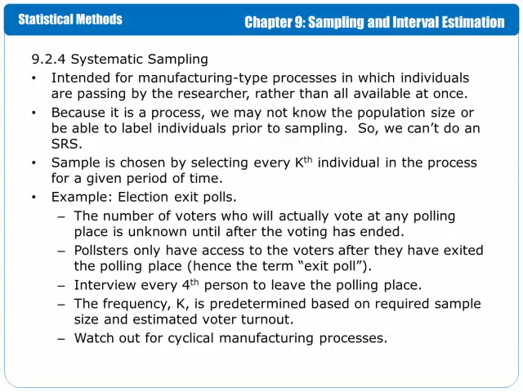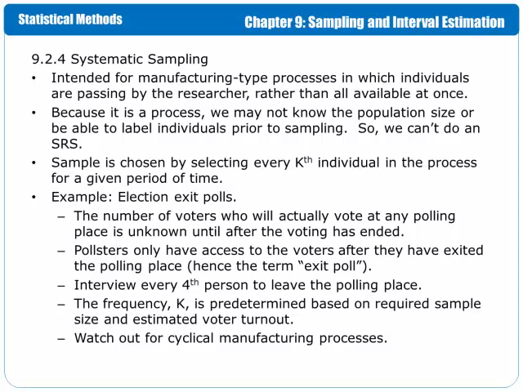Pollsters only have access to the voters after they have exited the polling place, so they may choose to interview every fourth person to leave the polling place. The frequency, K, is predetermined based on a required sample size and the estimated voter turnout.